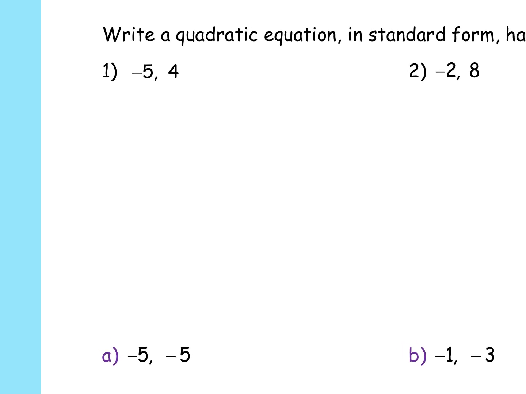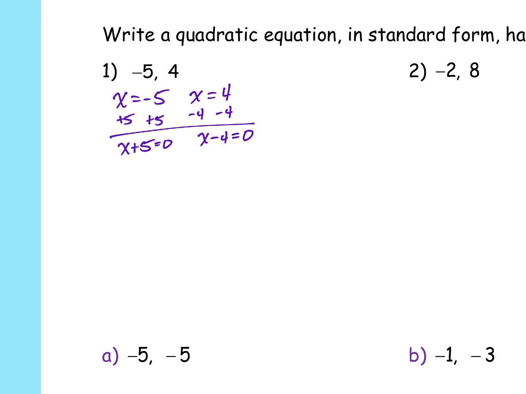So I know that I had x equals -5 and x equaled 4, right? So remember, I'm working backwards, so I'm going to do everything backwards from when I solve. So I know that I'm going to add 5 to both sides and subtract 4 from both sides. So I get x plus 5 equals 0 and x minus 4 equals 0. Are we okay with that so far? That makes sense? We okay?